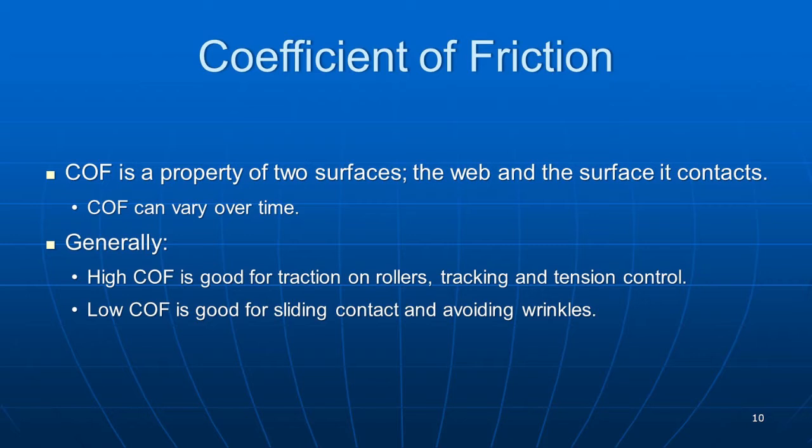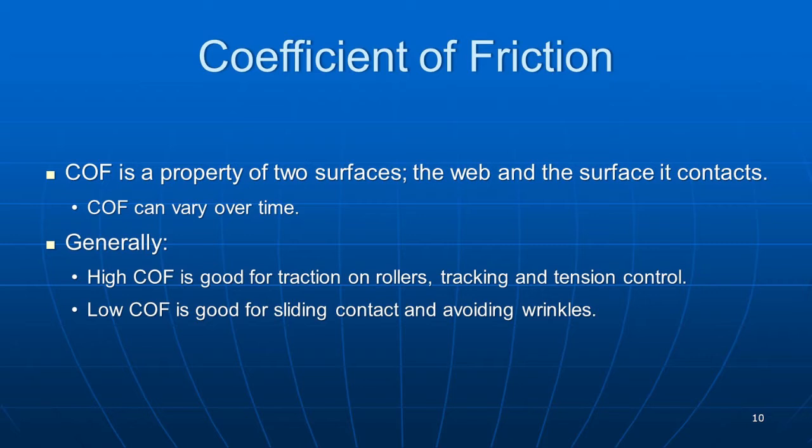And it can vary over time. Clean rolls versus dirty rolls, new rolls versus old rolls, environmental conditions, they can all affect the coefficient of friction. And so it is not a perfectly constant value. And it's one of the reasons we tend to be fairly conservative when we think about coefficient of friction.